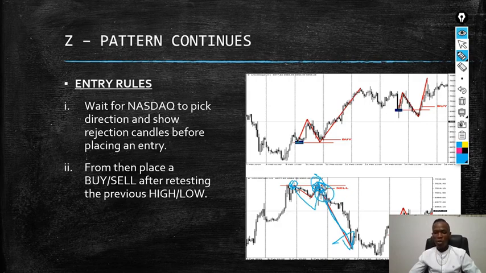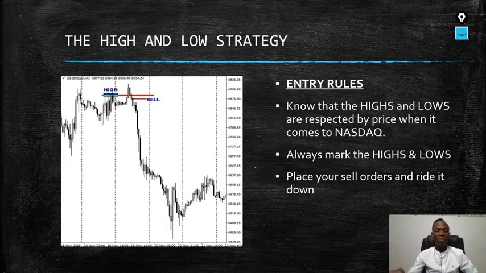A reversal to the downside. This strategy is basically the high and low strategy. Let's look at the example closely. So, the entry rules when it comes to this strategy: know that the highs and lows are respected by price when it comes to NASDAQ. That is the crucial thing you need to remember, guys.